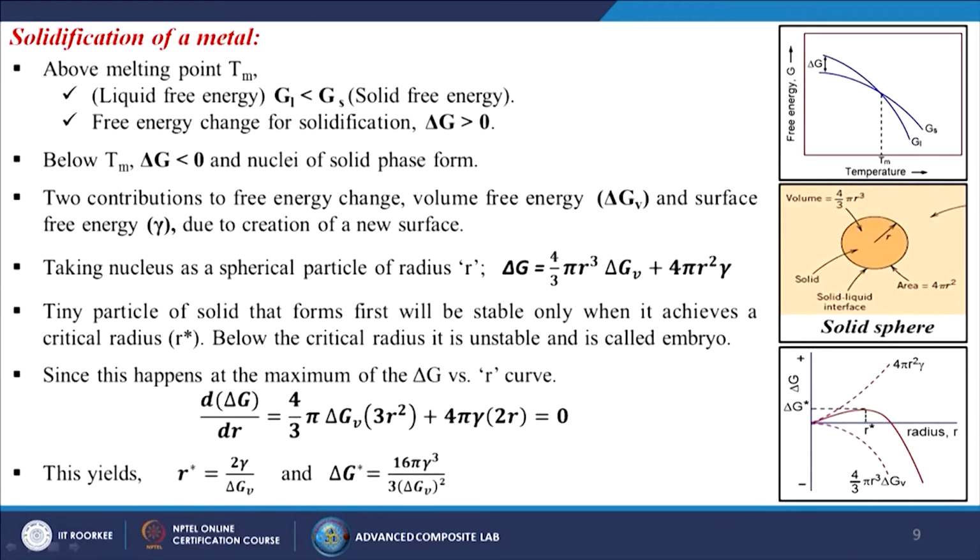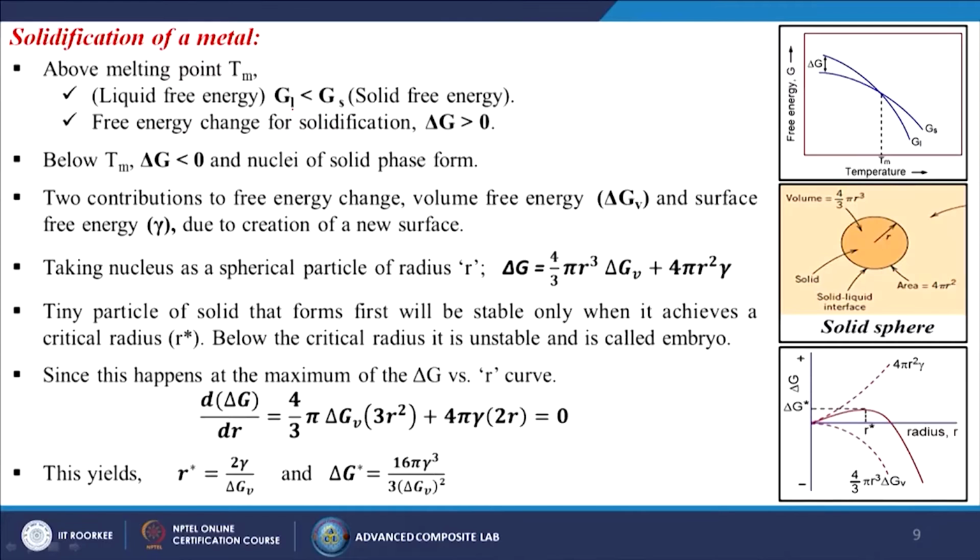Now, we are going to discuss the solidification of a metal. Above the melting point, Tm, generally we use this notation for the melting temperature, the liquid free energy GL is less than the solid free energy GS. So, the free energy change for solidification, del G, is greater than 0. Below the melting temperature del G is less than 0 and nuclei of the solid phase form, which means solidification is starting. There are two contributions to the free energy change: the volume free energy, del GV, and the surface free energy, gamma, due to creation of a new surface.